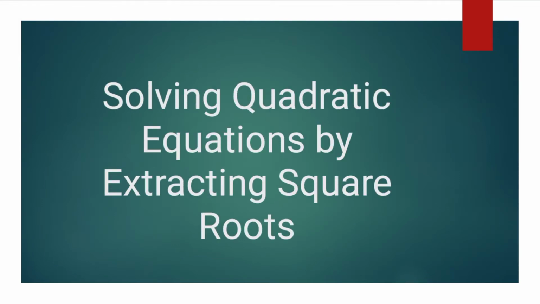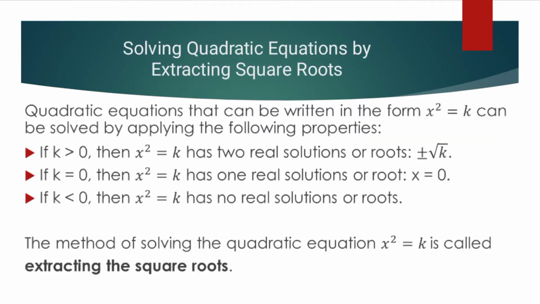Solving quadratic equations by extracting square roots. Quadratic equations that can be written in the form x squared equals k can be solved by applying the following properties. If k is greater than 0, then x squared equals k has two real solutions or roots. That is, positive or negative the square root of k.